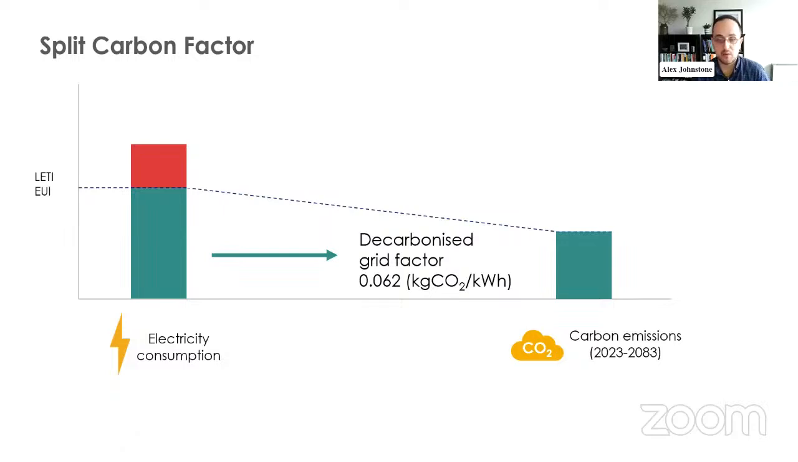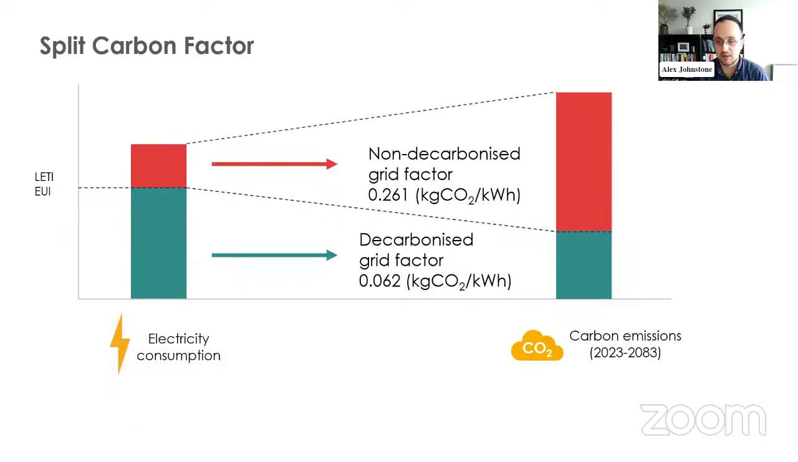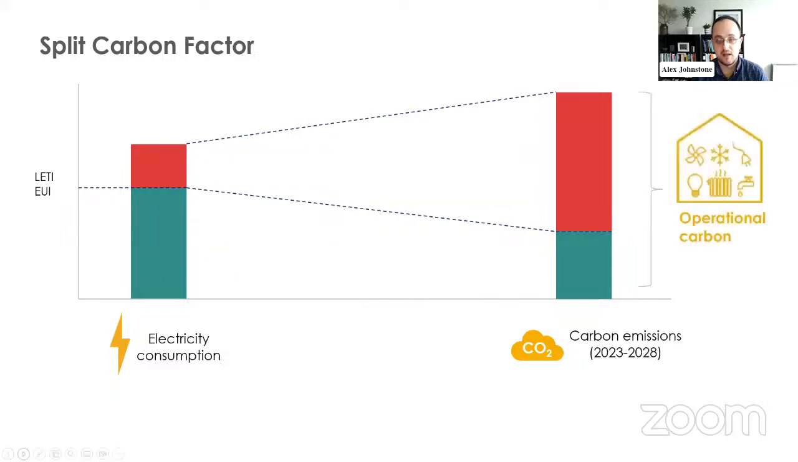From this, we get the operational carbon that's associated with this portion of the building's energy use. For the electricity consumption above the EUI limit, a non-decarbonised grid factor is used, using a current carbon grid factor. And from this second calculation, we get the operational carbon associated with this portion of the total energy use. And together, these combine to form the operational carbon associated with the project.